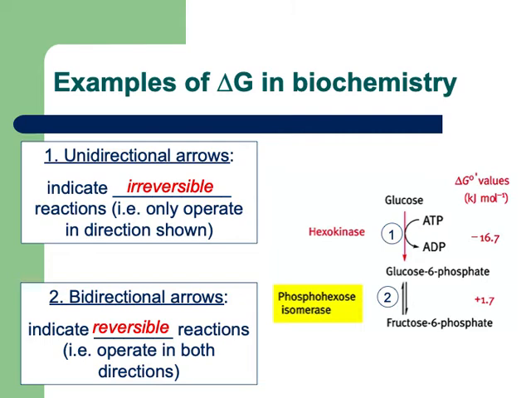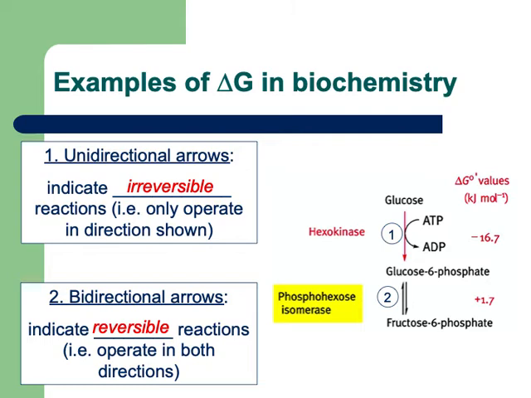Okay, that's important. Any exergonic reaction is going to be irreversible and spontaneous. The second reaction, as you can see, the arrow is different. It has a bidirectional arrow. The arrows point in two different directions. It can go in the forward direction or down, or it can go in the backward direction or up. So this indicates a reversible reaction, that they operate in both directions. So we can go from glucose 6-phosphate to fructose 6-phosphate, and then from fructose 6-phosphate back to glucose 6-phosphate.